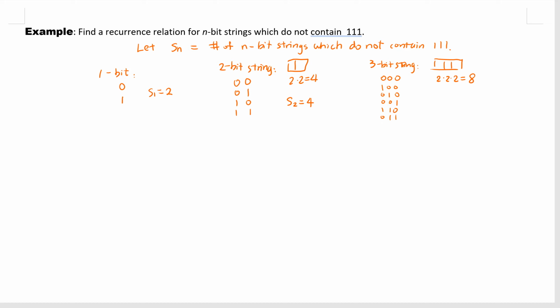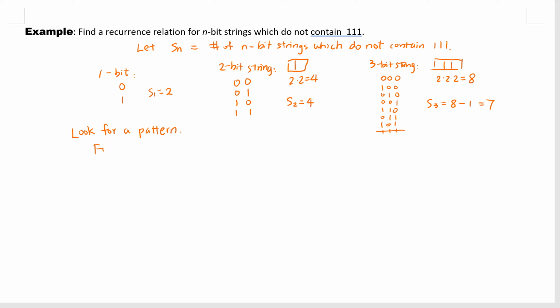Steps. 1 0 1 1 1 1. So how many do we have? 1 2 3 4 5 6 7 8. Okay, there are all of them. And then we don't want to count the 1 1 1. So S3 is 8 minus 1 equals 7. So far so good. Okay, we want to look for a pattern.